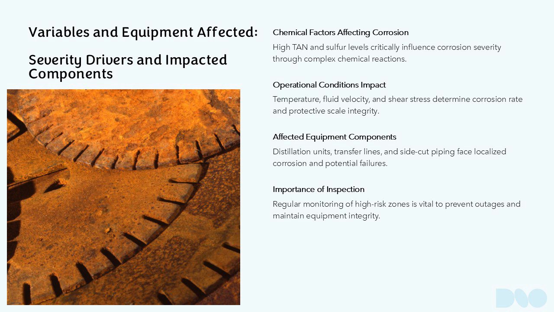Equipment most commonly affected includes crude and vacuum distillation units, transfer lines, side-cut piping, and areas with complex flow patterns. These components often experience localized thinning, pitting, and even catastrophic failures if corrosion is not adequately controlled. Regular inspection and monitoring of these high-risk zones are essential to prevent unexpected outages and maintain operational integrity.